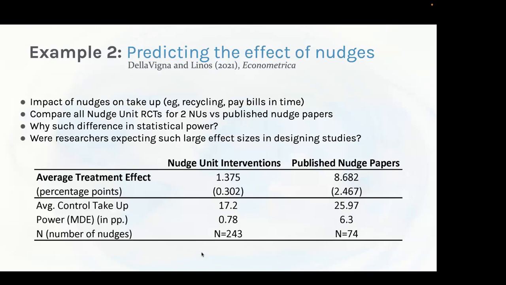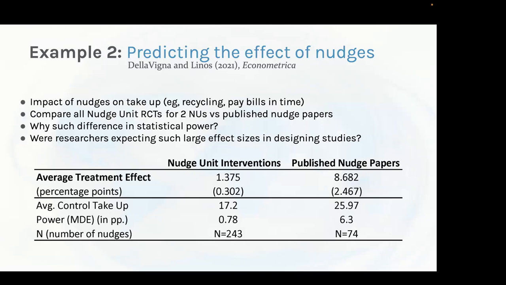So let me show you another example of why documenting null effects is important. This is a paper by one of our PIs, Stefano, and his co-authors, in Econometrica 2021. Basically, the paper is trying to understand why there is such a difference in average treatment effect between the published nudge papers and the unpublished nudge papers. For the published nudge papers, it's common to see an average treatment effect of 8.682%, which is a huge effect.